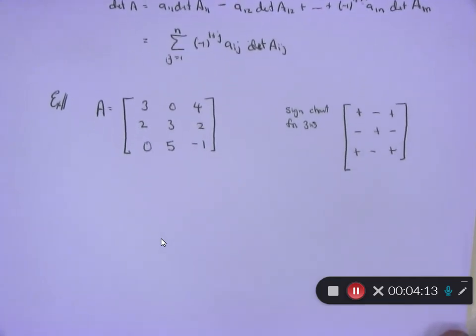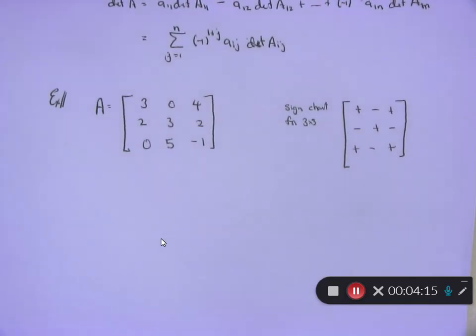Here is an example. A, something nice, a 3 by 3 matrix. I made this one up. It's 3, 0, 4, 2, 3, 2, 0, 5, -1.